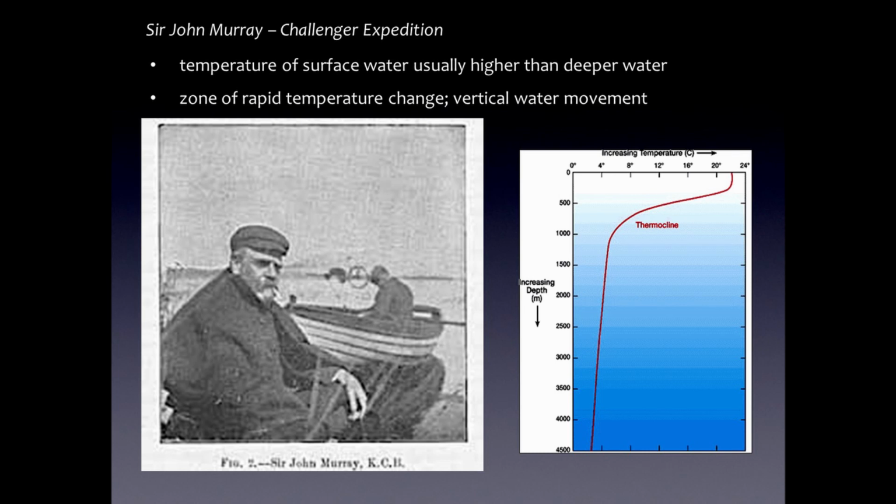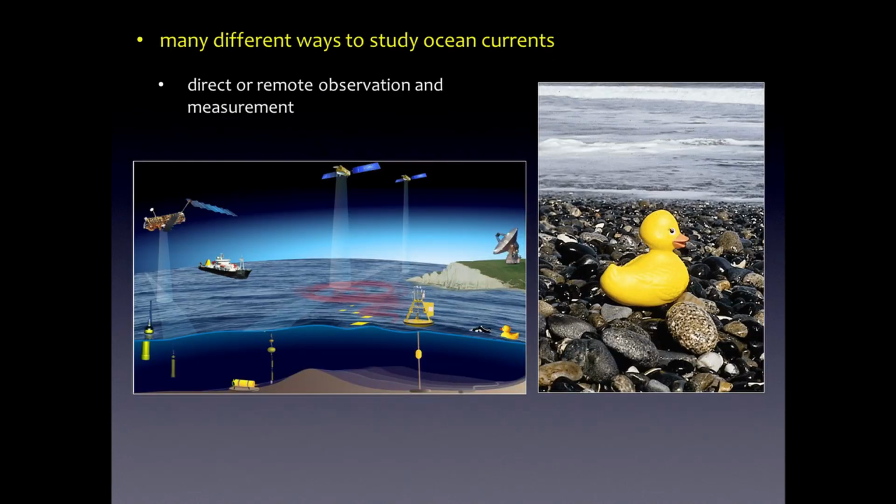They also recorded and reported data on currents as they encountered them throughout their whole 4-year voyage. In the present day, we have many different ways to study ocean currents. We have direct observation and measurement. We actually get into the ocean, place a probe or some sort of physical object within the ocean, and from there we can observe currents. We can measure the speed at which currents are traveling.